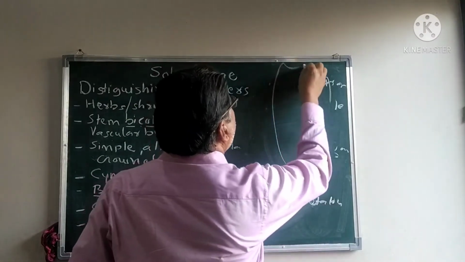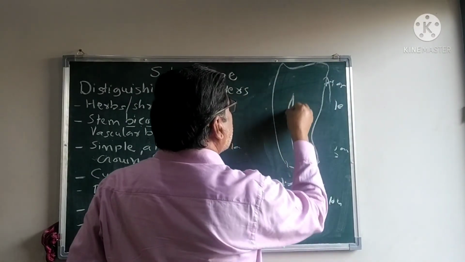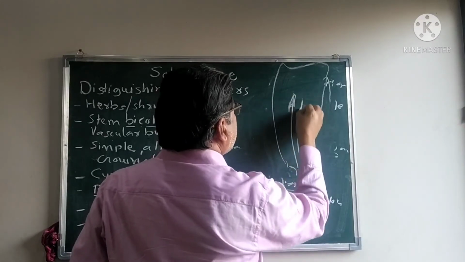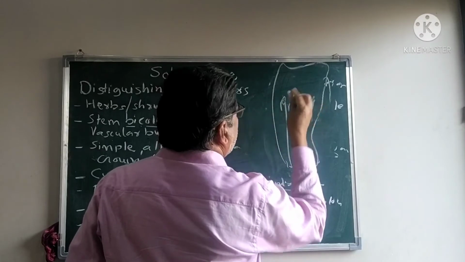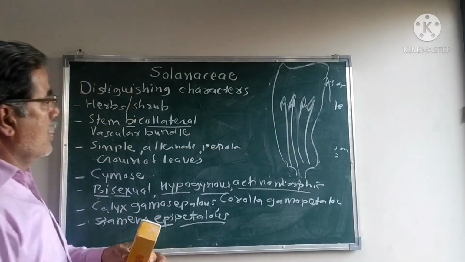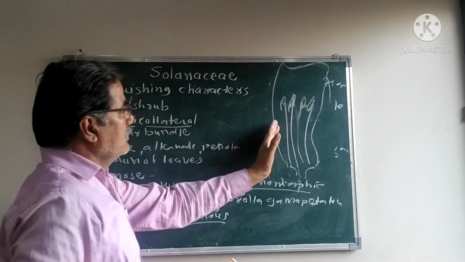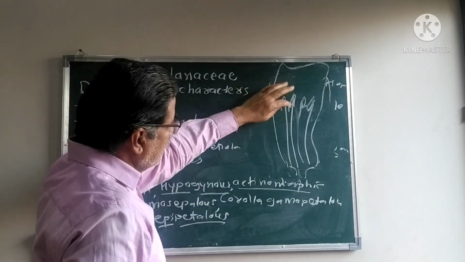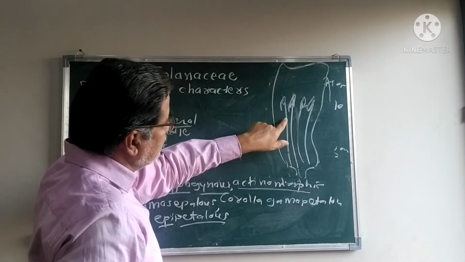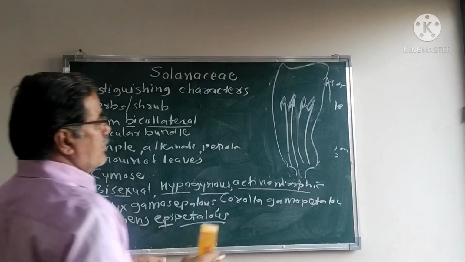In Datura metel, the stamens are inserted on the petals. When we lift and separate the corolla, then along with the corolla the filament is attached completely to the petal. That is known as epipetalous.